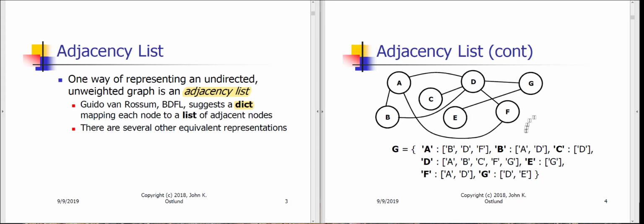Here's an example of a graph here on slide 4. Perhaps this is a social network of people who know each other. The graph G describing this social network has each entity in the social network as a key, and then associated with each entity is a list of the people that that entity is associated with or connected to. So A is connected to B, A is connected to D, A is connected to F. B, on the other hand, is connected to A and to D. C is only connected to D, and so forth. So this dict represents all of the items and all of the connections between the items in this social network.